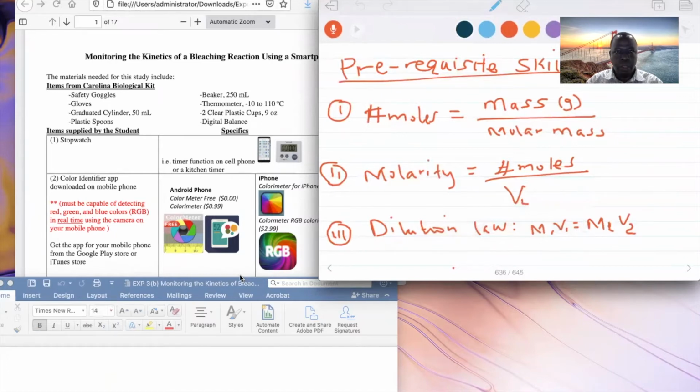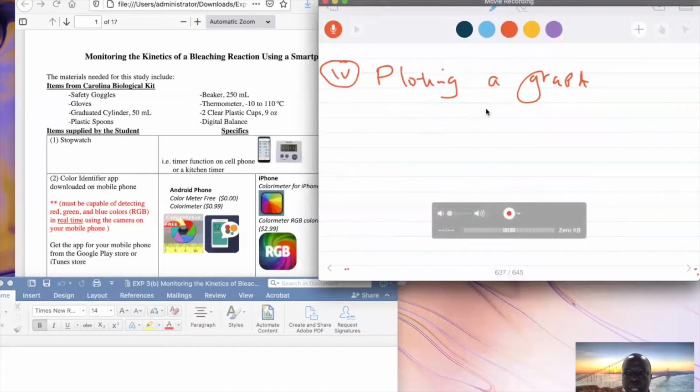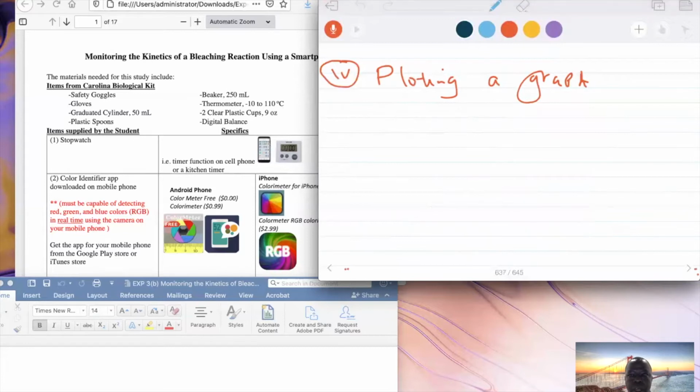You do not need to change the volume to liters in the dilution law. You can keep it in mL. And then of course you'll also be required to use the graphing skills. You'll be plotting the curves in order to determine the reaction orders.